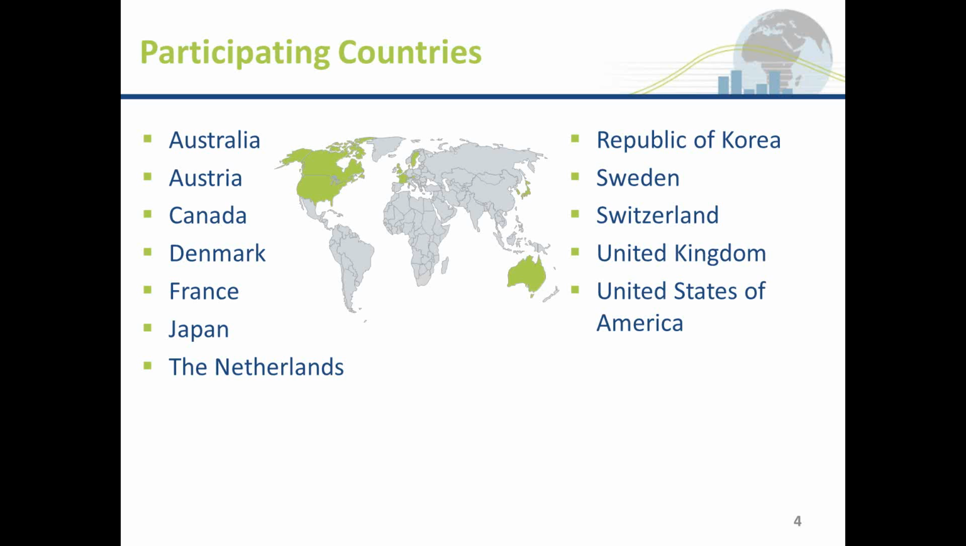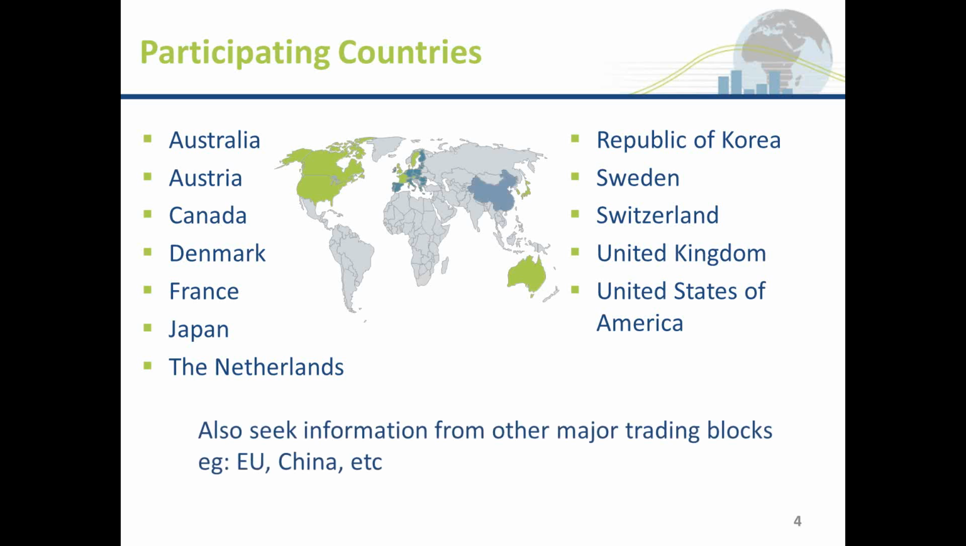In addition to trying to source information from those countries and do analysis on products that are available in those countries, we also try and find information from other trading blocs. So in addition to our EU country members, we try and look at the EU as a whole. We look at places like China where we can, India, and sometimes South America. In this particular case, all the information relates to countries that are participants with the addition of the EU. But that varies product by product.